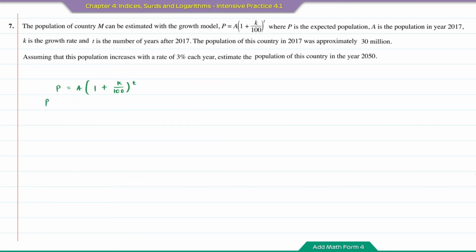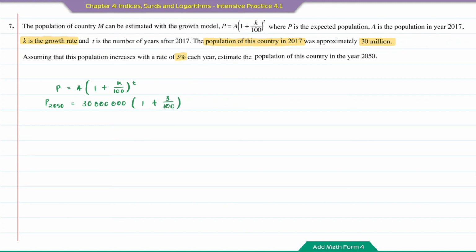Now we want to estimate the population in the year 2050. So A is the population in the year 2017. Now according to the question, the population in the year 2017 was approximately 30 million. So A, we're going to replace it with 30 million. So the K is the growth rate. So the growth rate is 3% each year. Therefore, it will be 3 over 100.